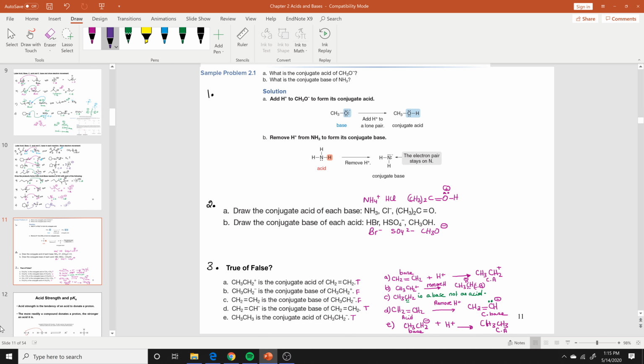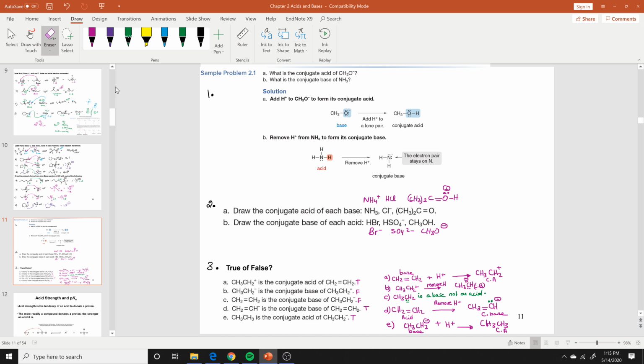This is an example over here of how to draw acids and their conjugate bases. The rule is if you have a base and I ask you to change that into a conjugate acid, add a hydrogen to it. If you have an acid and I ask you to change it into a conjugate base, you have to remove a hydrogen and it will be a conjugate base. So drawing the conjugate base for all of these, draw the conjugate acid for these bases in there.